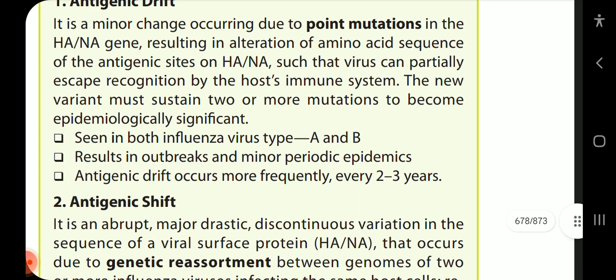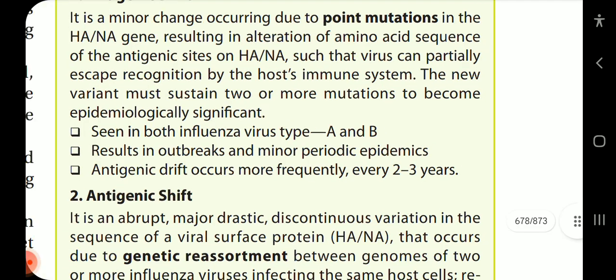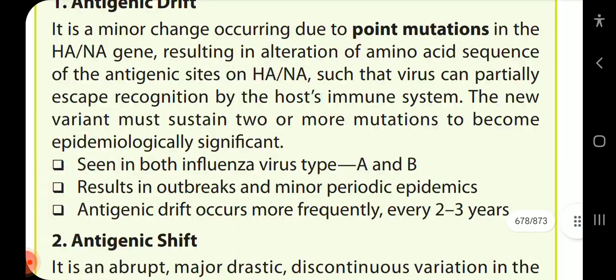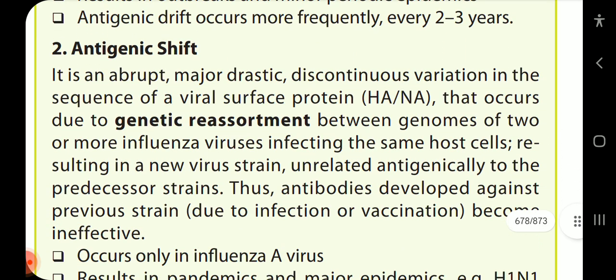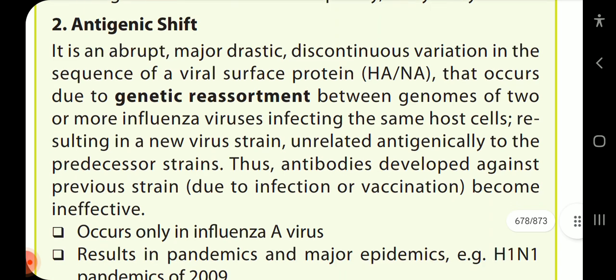Antigenic drift is the minor change occurring due to point mutation in the HA or NA gene, resulting in alteration of amino acid sequence of the antigenic sites on HA/NA, such that virus can partially escape recognition by host immune system. The new variant must sustain two or more mutations to become epidemiologically significant, seen in both influenza virus type A and B. Results in outbreaks and minor periodic epidemics. Antigenic drift occurs more frequently, every 2 to 3 years.